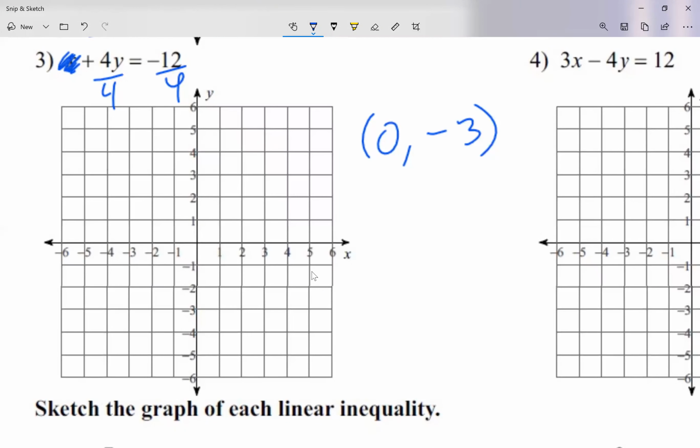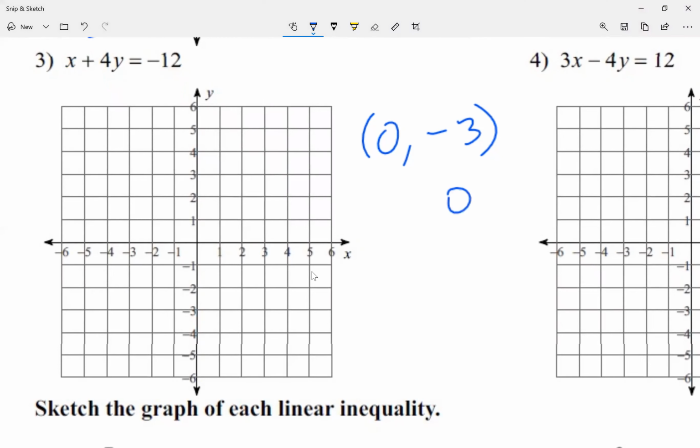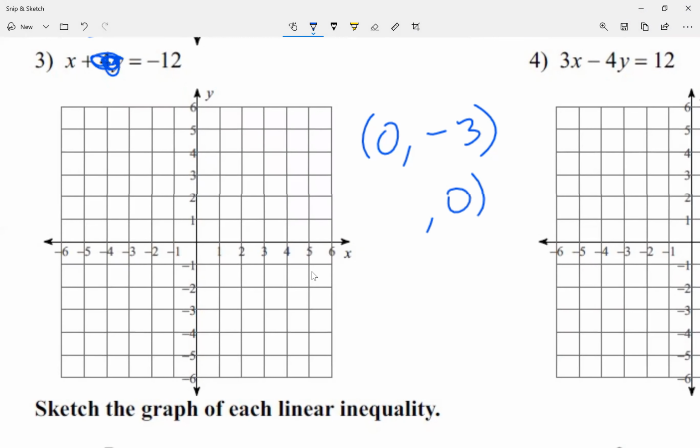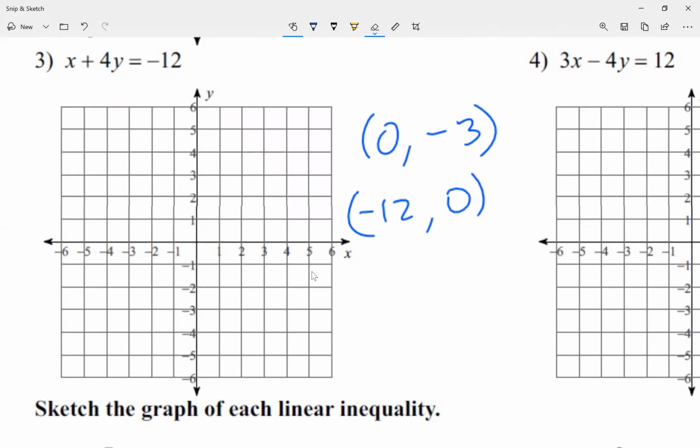So like I said, x equals 0. So that way I ignore the x and then solve for y. The other point that I'm going to say is, what if y is equal to 0? So I'm going to ignore the y, the whole term, and solve for x. I think we can already see x equals negative 12. So cool. That gives me 2 points. I can easily graph one of them, 0, negative 3. But the other point I cannot graph.